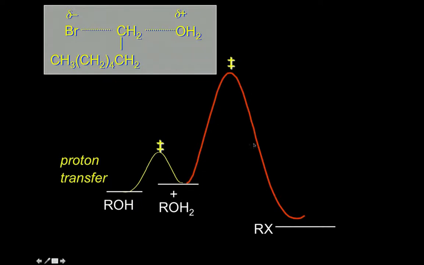Step 1, indicated in red here, is the formation of the alkyl halide with simultaneous cleavage of the OH2 group to produce our product. This step is higher in energy because it involves the formation of the carbon-bromine sigma bond as well as the cleavage of the carbon-oxygen bond to produce our final product.